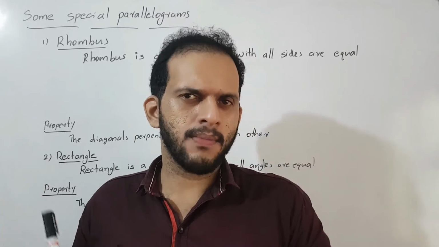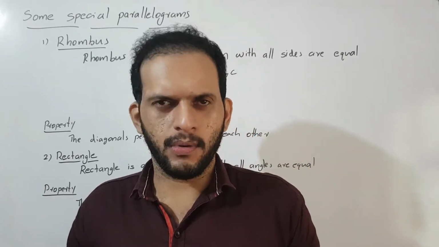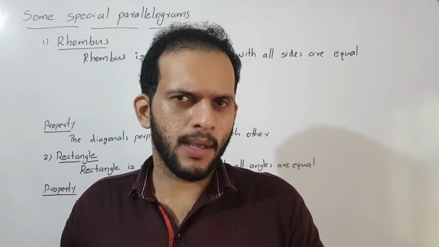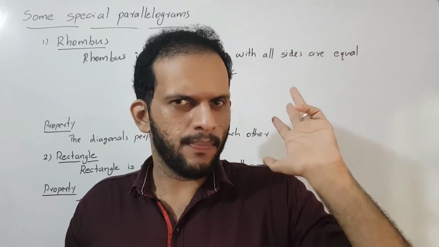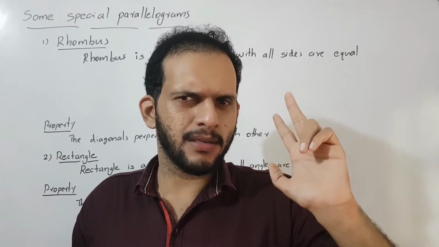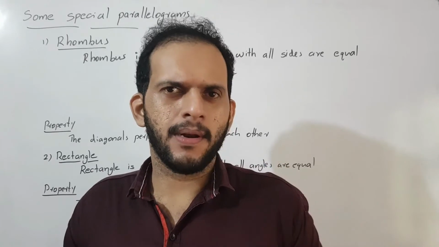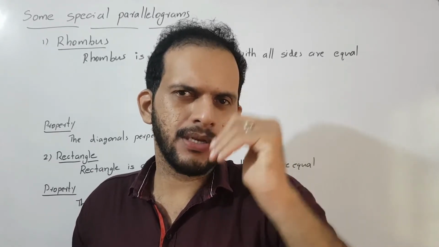A rectangle is a parallelogram, so it satisfies all the properties of a parallelogram. What are they? Opposite sides are equal, opposite angles are equal. That means all angles are equal. Then adjacent angles are supplementary. Then diagonals bisect each other.